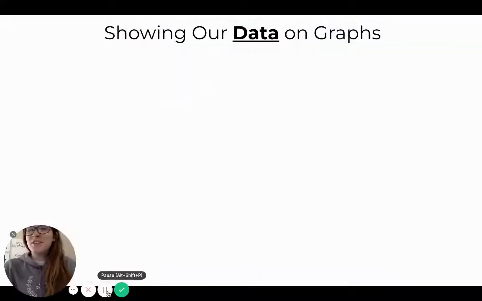Hello, mathematicians. Today you are going to create bar graphs and pictographs to show data. I want to take a moment though to talk about this word data because I keep using it and we keep seeing it, but we haven't really talked about what it is. Data is a fancy way of saying information.